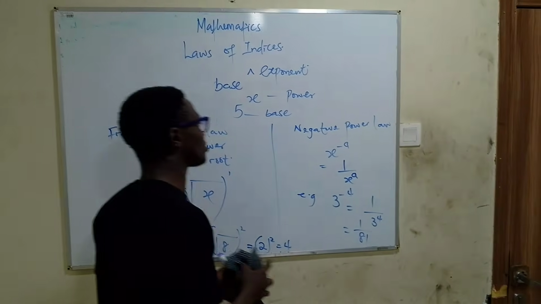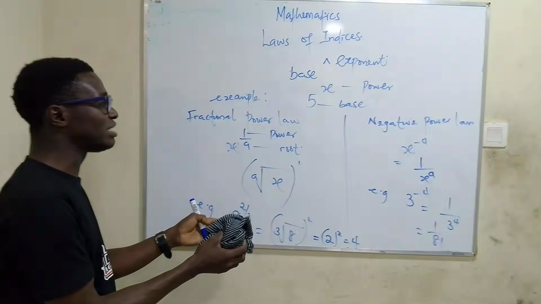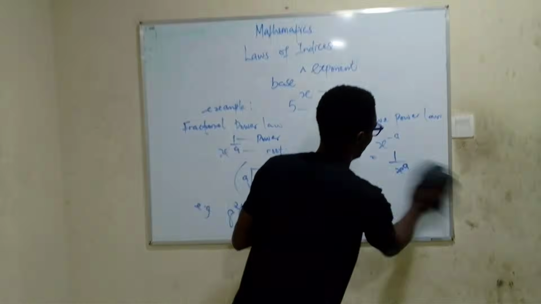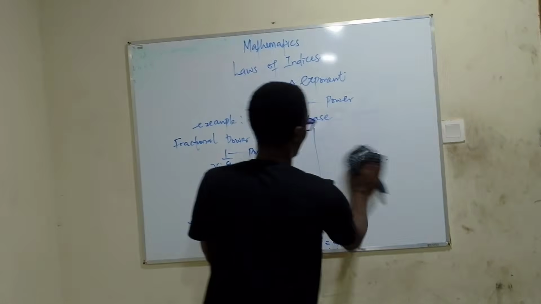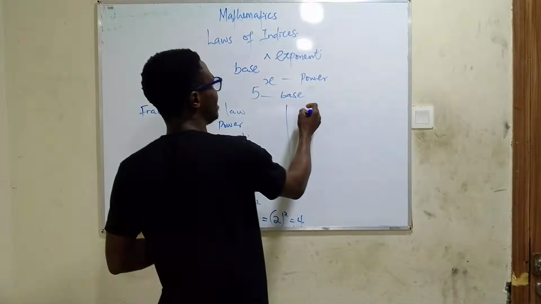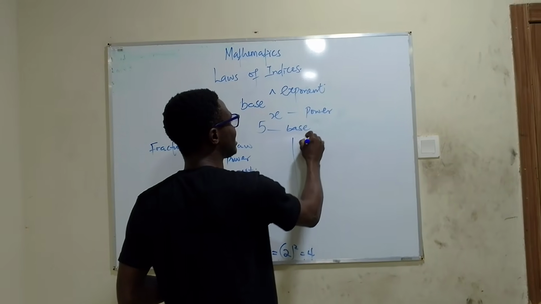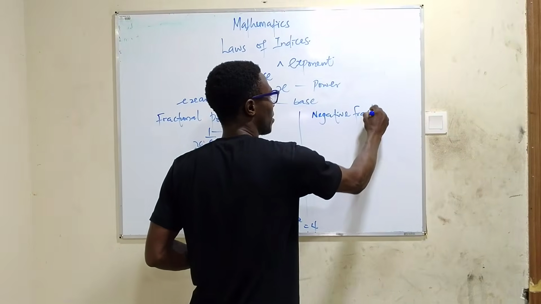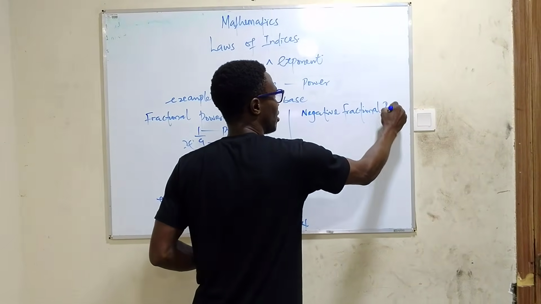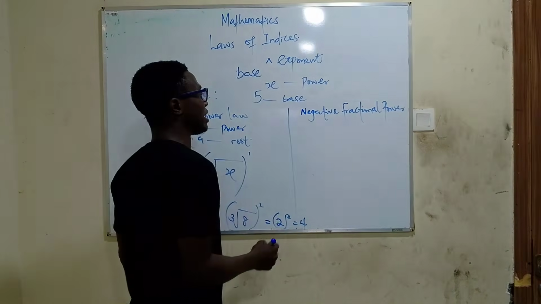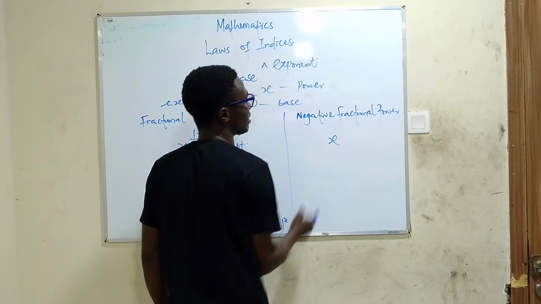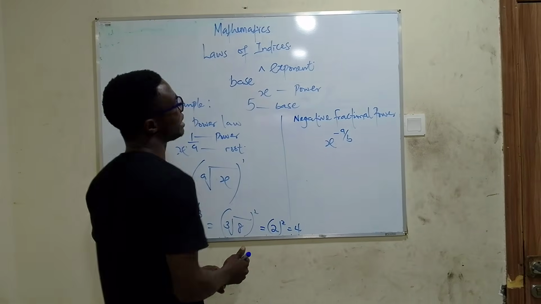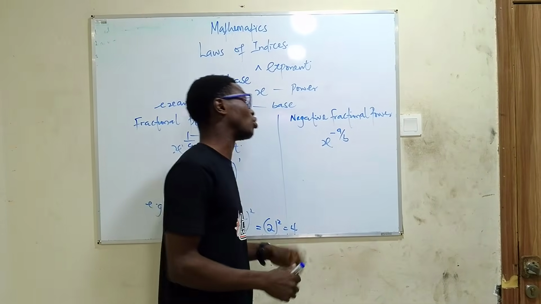Now, let's talk about bringing the negative power law and the fractional power together. So now we are bringing in negative fractional power. Let's say we have x to the power of minus a over b.